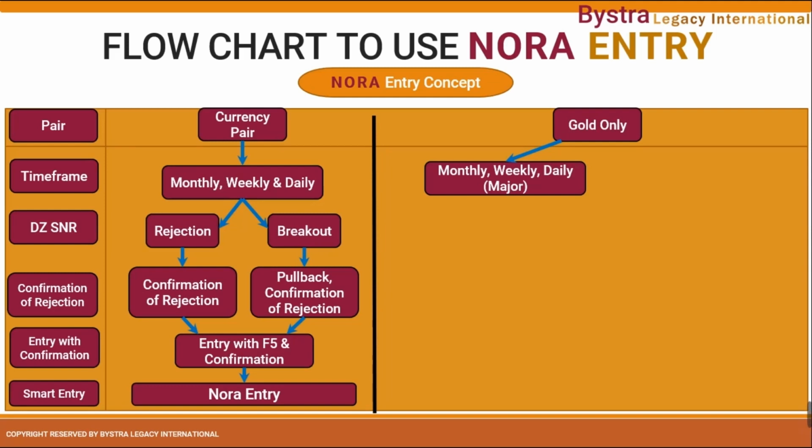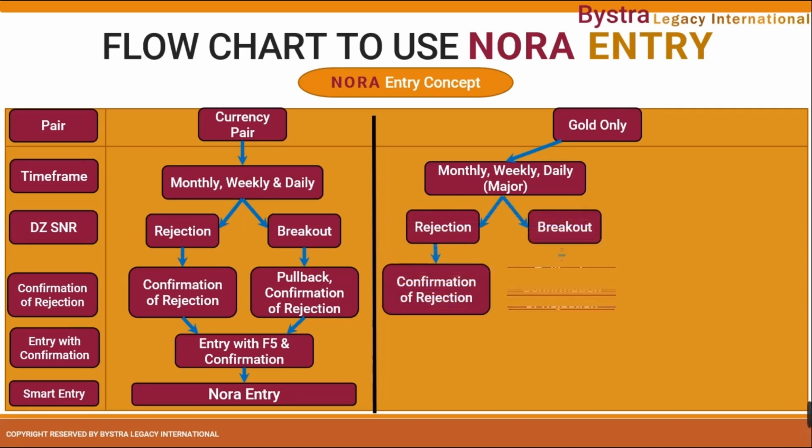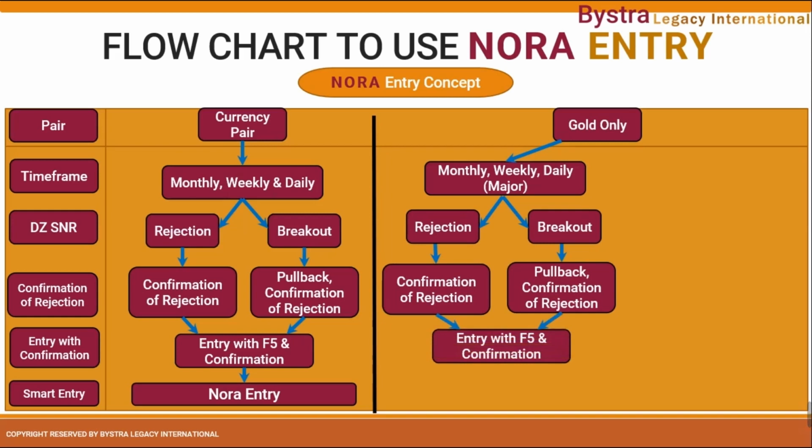So same goes with this concept. For the time frame, we can go to the major, monthly, weekly or daily. And then when there's a rejection, there's a confirmation of rejection, then we will entry. Same goes for breakout, price pulls back, tests as a new support, new resistance. There's a confirmation of rejection, entry with F5. And we will use the Nora entry to even lower our risk. So the goal on the monthly, weekly, daily time frame will be the same as the currency pair.